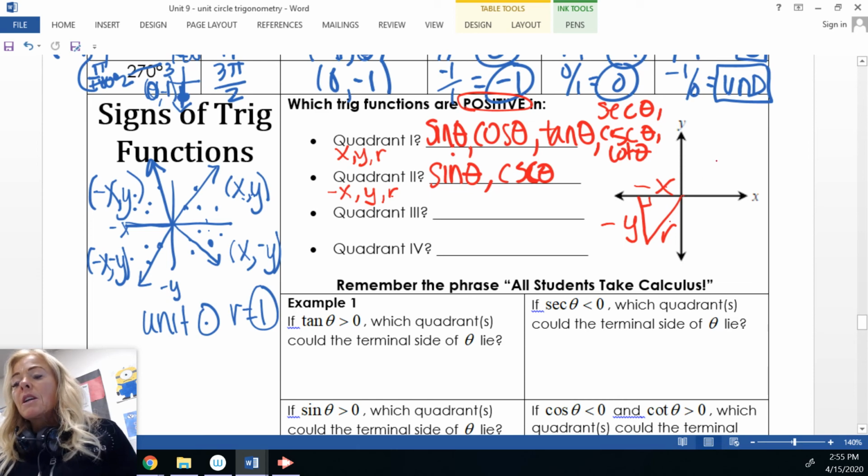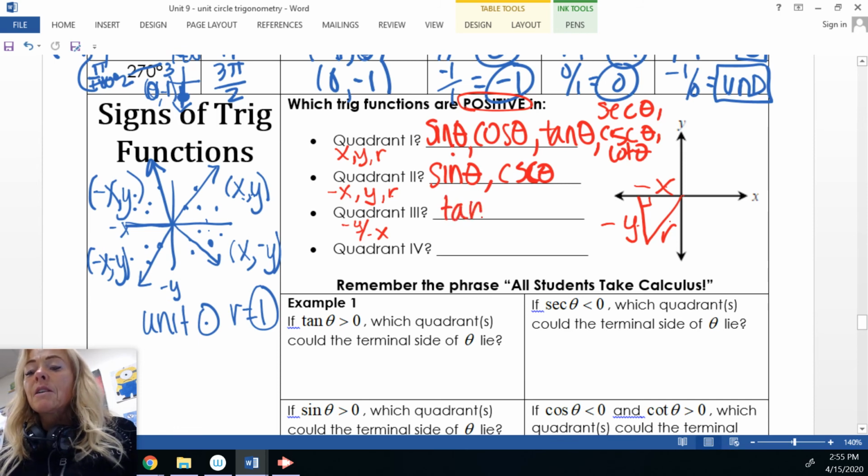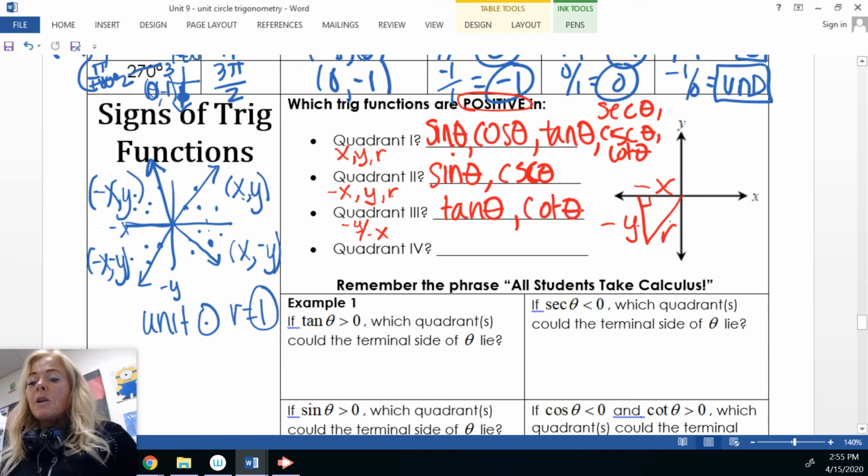Cosine is negative. But tangent is negative y over negative x. So negative y over negative x becomes positive y over x, and therefore tangent theta is positive. And also if I do negative x over negative y, cotangent theta is also positive. So those two will be positive. All right?